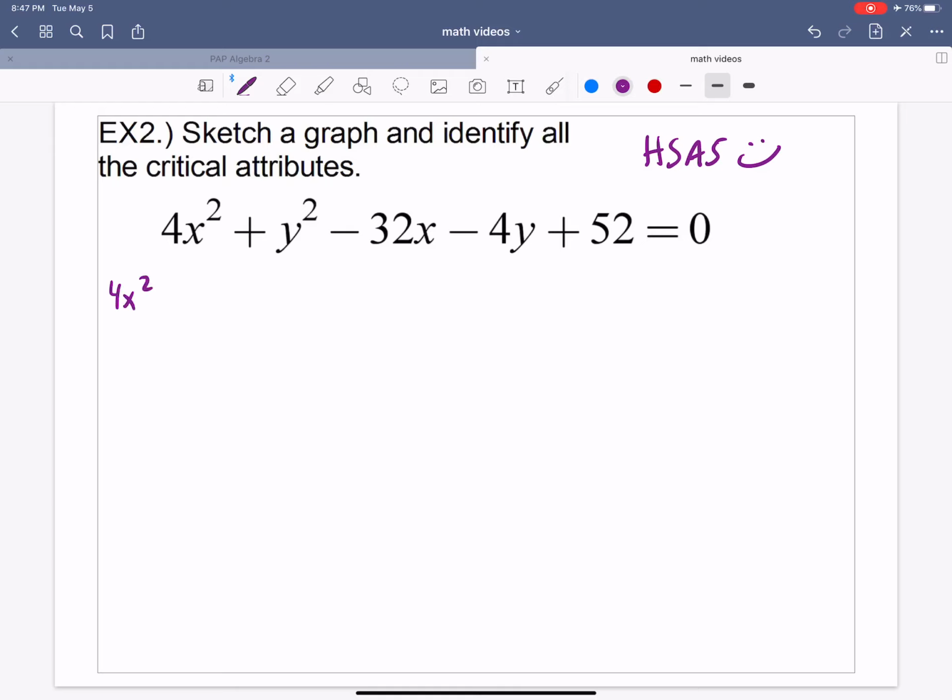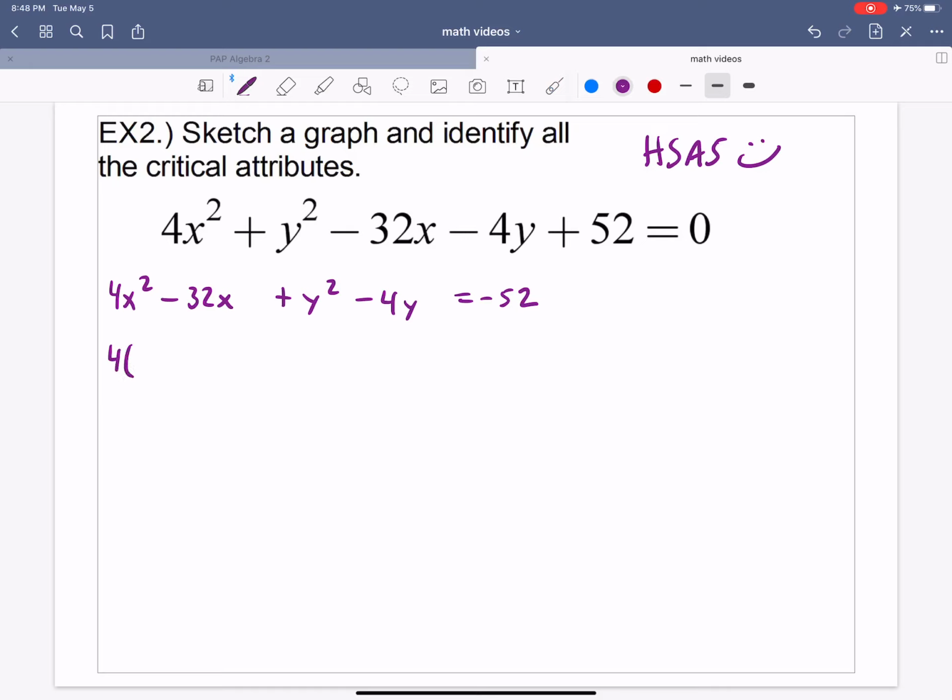Okay, so 4x squared minus 32x plus y squared minus 4y equals -52. I'm just getting this set up to be able to do HASAS two different times, okay? So I moved the constant to the other side, grouped the x's together, grouped the y's together, so that we can do this. Now, remember, this is so fun. On this, for the HASAS for the x's, remember that we have to factor out that 4.